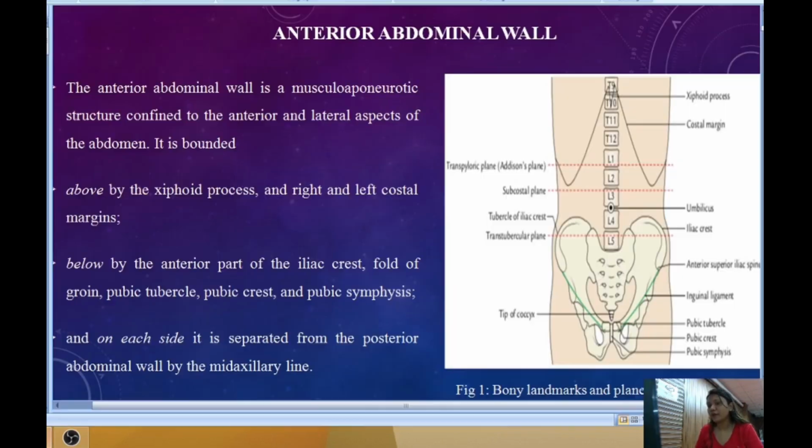Yes, ma'am. Okay, so above, the anterior abdominal wall is bounded by the xiphoid process. So here we have the xiphoid process, and below it by the anterior part of the iliac crest. This is the iliac crest. Below it is bounded by the anterior part of the iliac crest, the fold of the groin, pubic tubercle, pubic crest, and pubic symphysis. And on each side it is separated from the posterior abdominal wall by the mid axillary line.